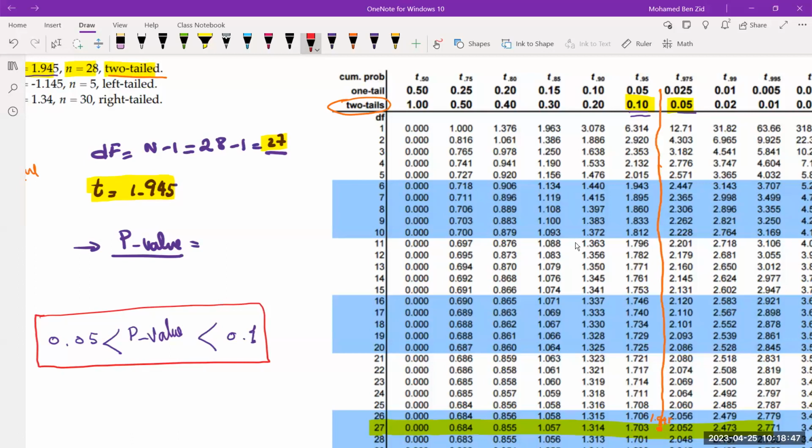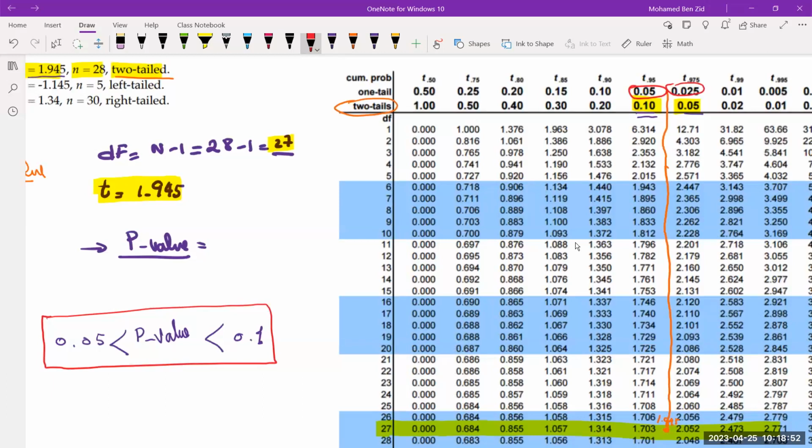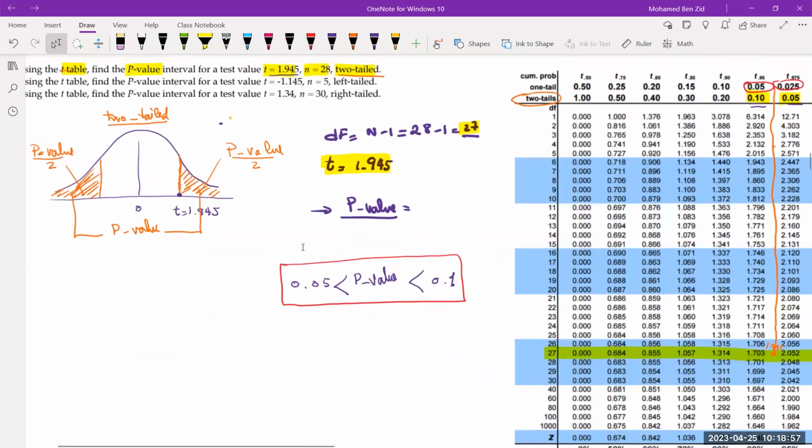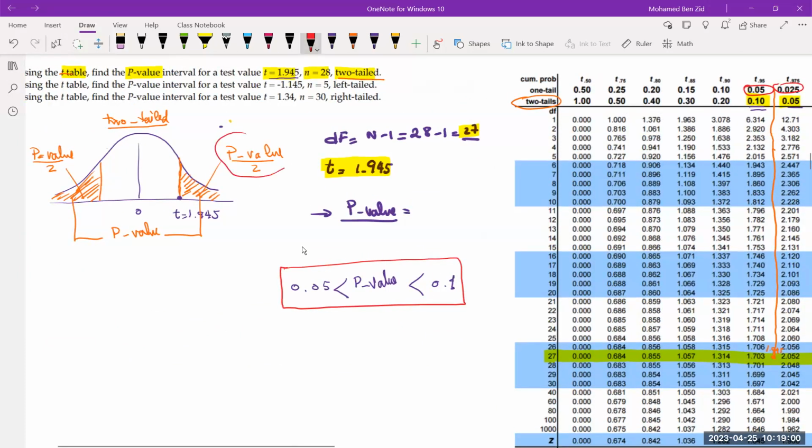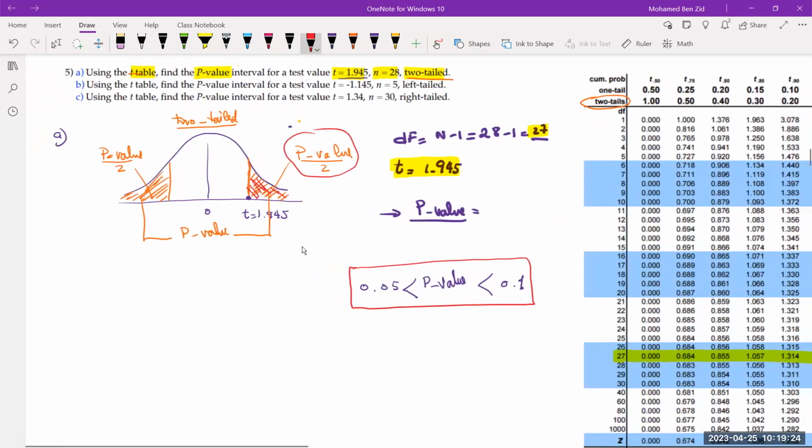Okay. Now, what is the meaning of these values here? It means the half of the p-value. Do you remember the tail that we were talking about? This half of the p-value, which is this area over here, is going to be falling between 0.05 and 0.025. Now, the double of these two areas, the yellow areas, gives 0.1 and 0.05. And that's all we need. That's how you get this value. Okay, so this is the case of two tails.